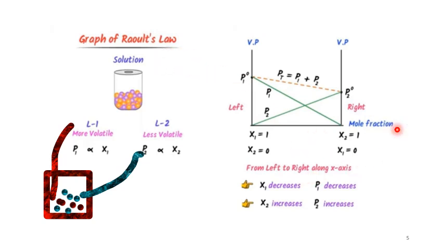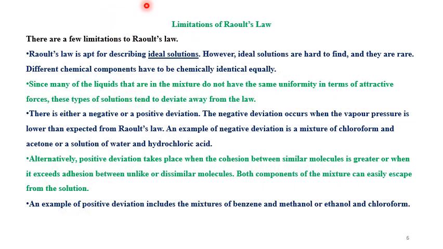From the graph of Raoult's law, we understand that the vapor pressure of a substance is directly proportional to its mole fraction. There is also a limitation to Raoult's law, because it applies only to ideal solutions. But ideal solutions are very hard to find because they are very rare. When solutions are mixed, they do not mix uniformly in terms of attractive forces, so they have some deviations.